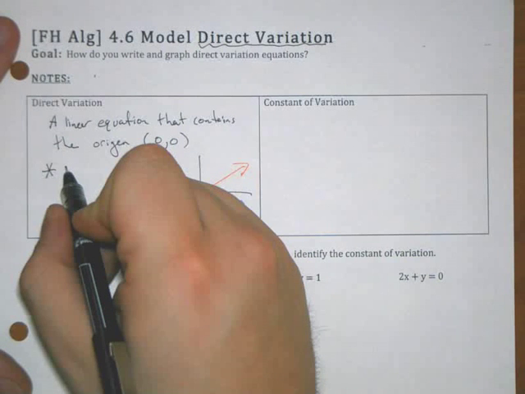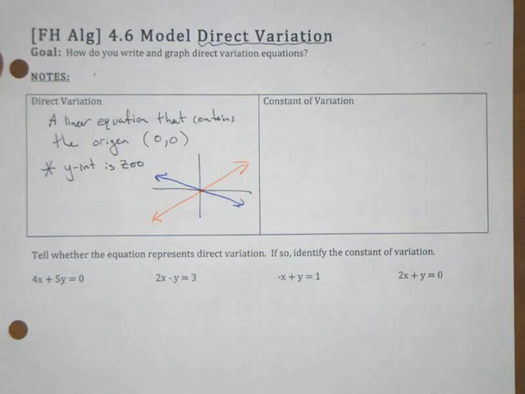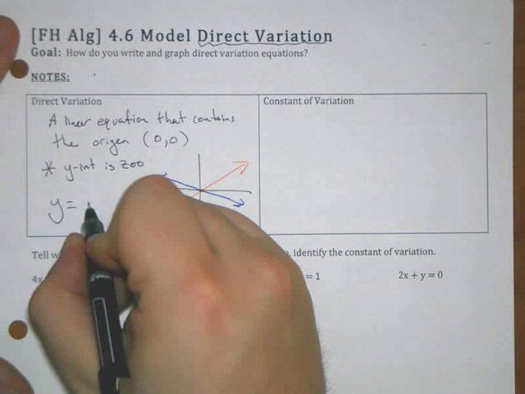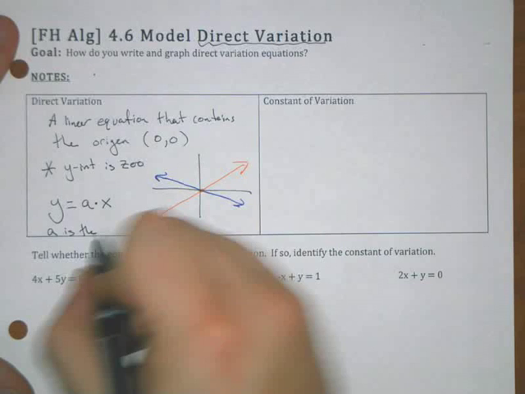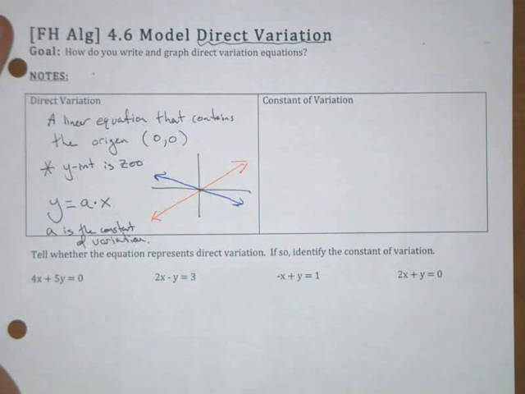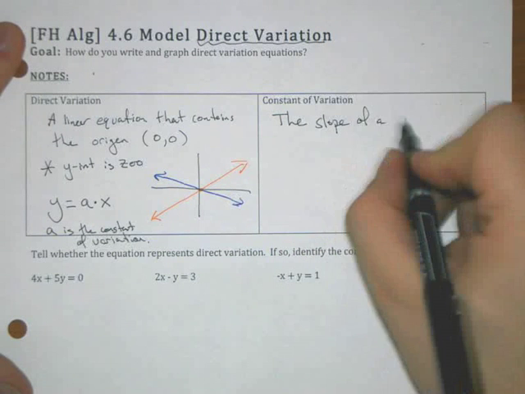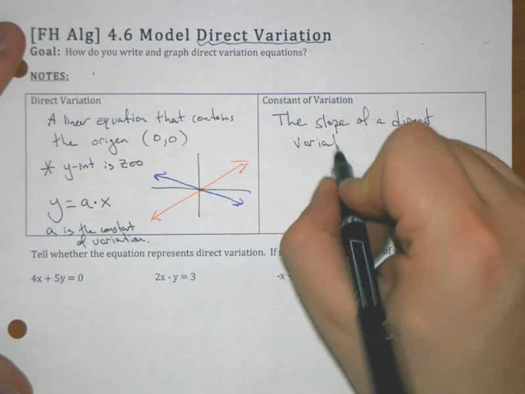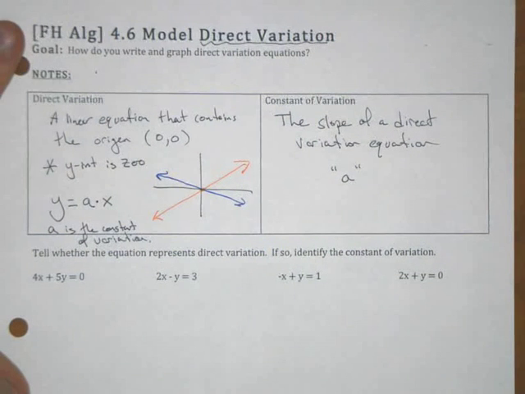So this means that the y-intercept is 0, and therefore it has a special equation. The equation is always in this form: y equals a times x, where a is the constant of variation. What's the constant of variation? It's basically the slope of a direct variation equation, generally referred to as a.